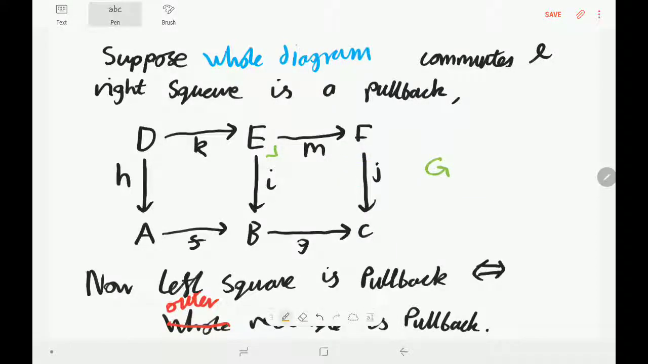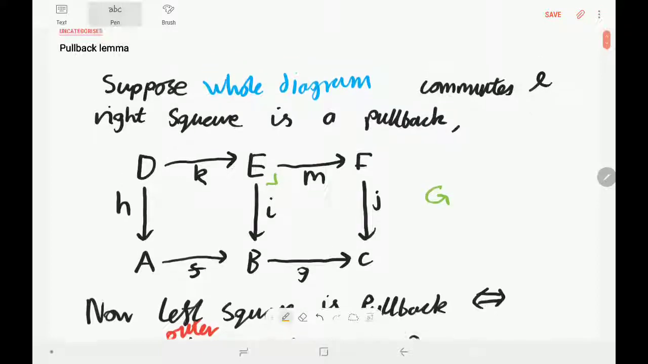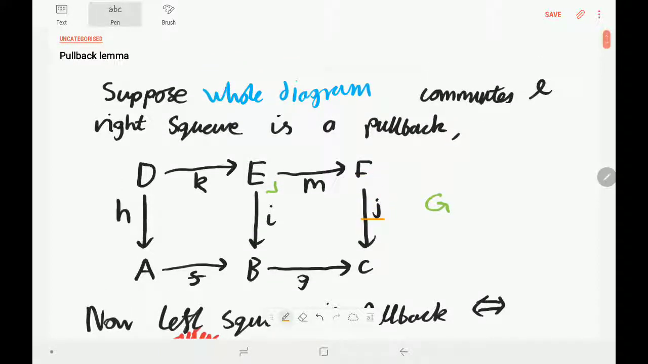Okay, so I just want to say something about the meaning of this pullback lemma. Basically, it's of use if we have, say, J, and we want to pull it back over G after F. Because what this pullback lemma is basically saying, I'll just restate the assumptions. The assumption is that the right square is a pullback, and the whole diagram commutes, and we're saying that the left square is a pullback if and only if the outer rectangle is a pullback.